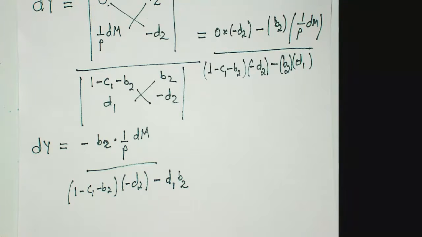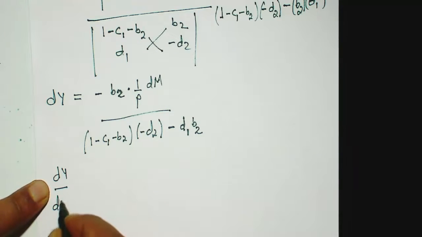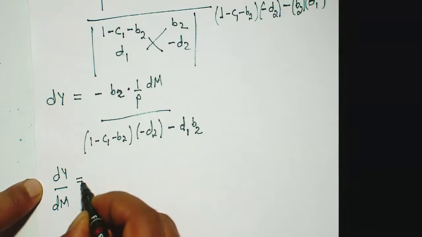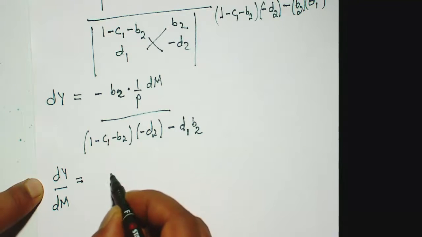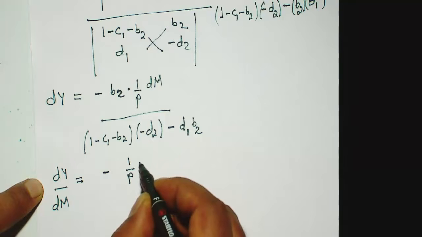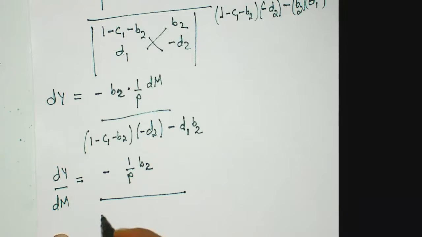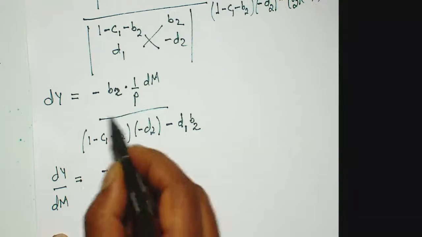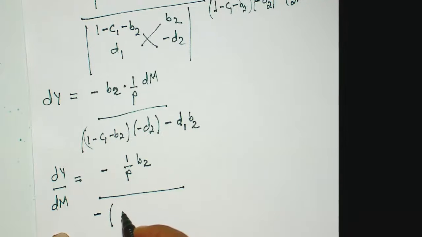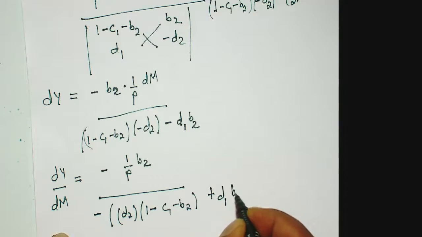So if I take dm to the left hand side of this equation, I would have dy divided by dm is equal to, I would have a minus here, 1 over P multiplied by B2, divided by, if I take a minus term for the entire denominator here, I would have D2 multiplied by 1 minus C1 minus B2 plus D1 B2.